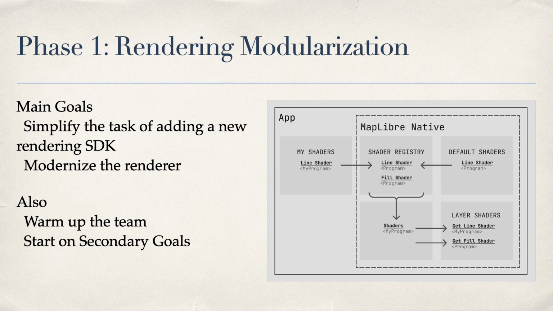So here's what we did. After that first phase where we did a bunch of planning, we came up with essentially a two-phase plan to actually get the toolkit over to Metal, and while we have the engine open, so to speak, fix a bunch of other stuff. The main goals of the first phase, rendering modularization, were to simplify the task of adding a new rendering SDK. So basically, isolate the real-time rendering stuff.